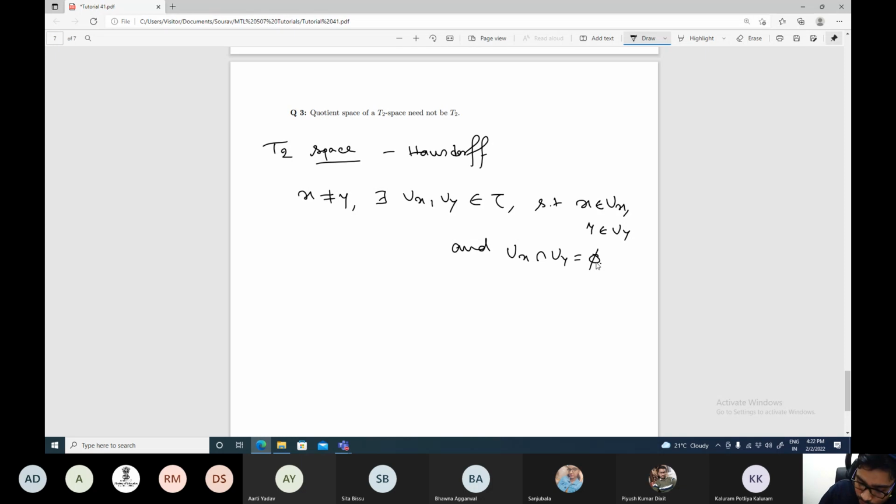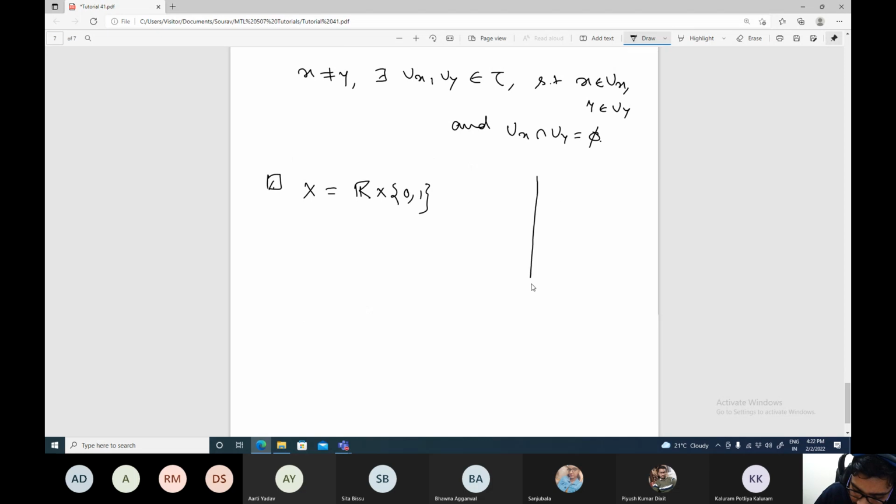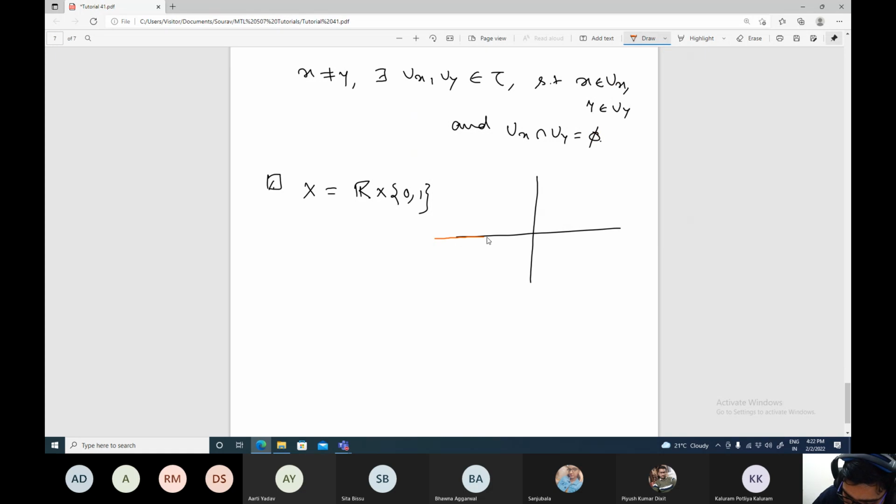Now, a quotient space of a T2 space. Now consider X as R cross {0, 1}. Okay. What is the space? We have this one, R2. We are taking in R2 this line and this line. Okay. These two lines.